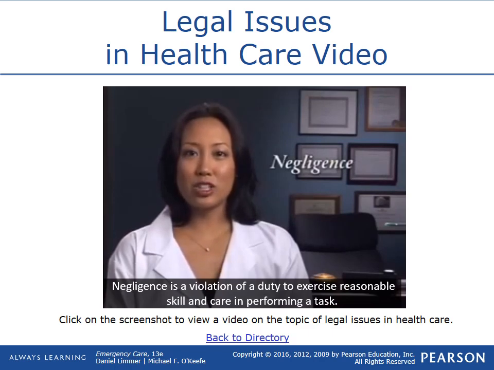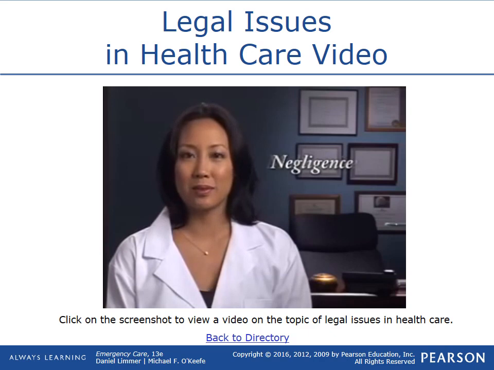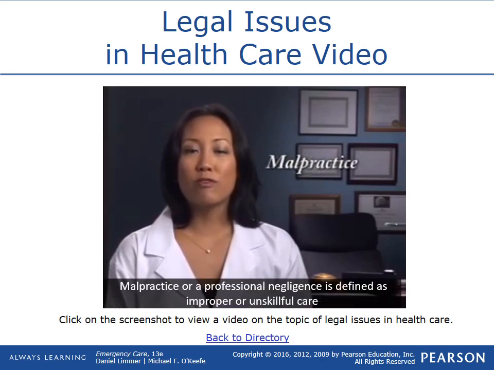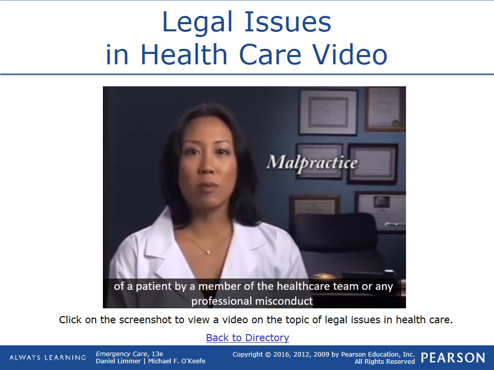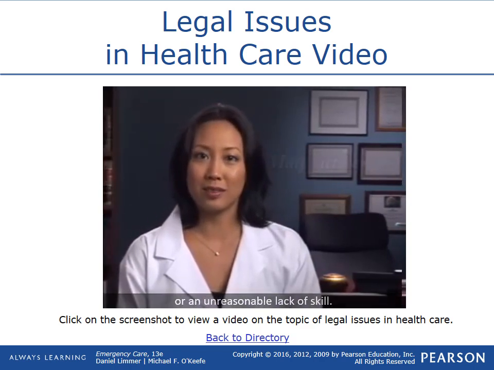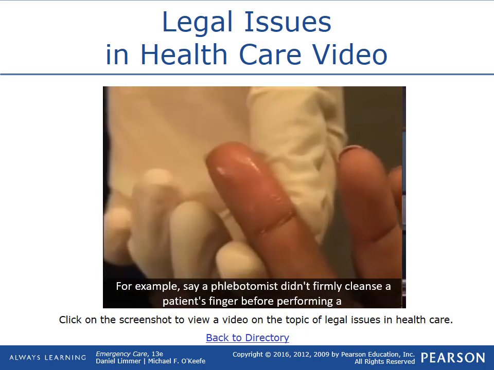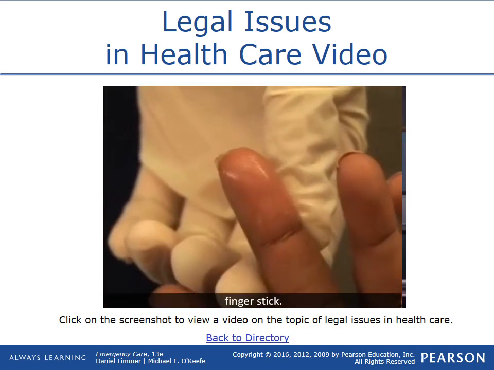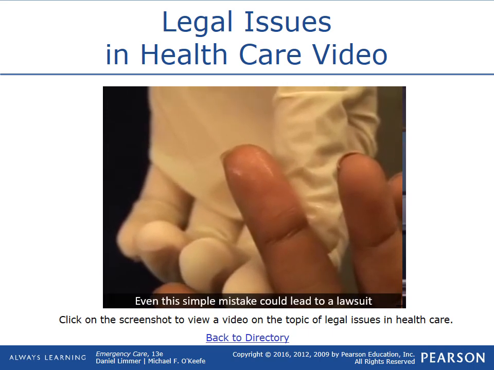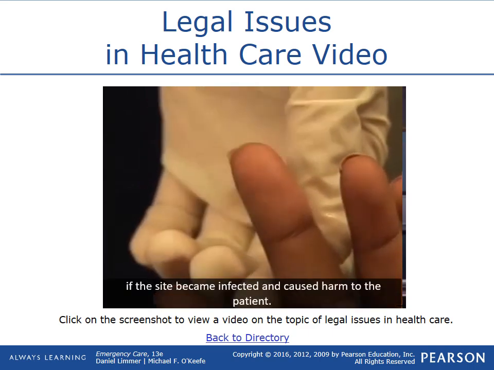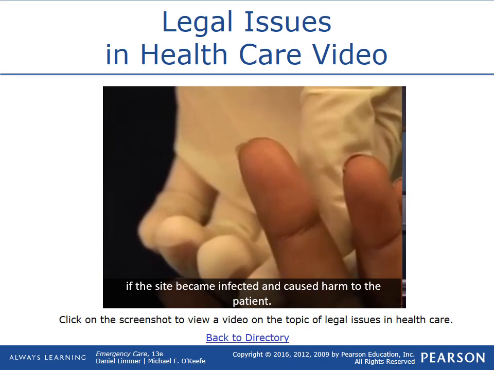Negligence is a violation of a duty to exercise reasonable skill and care in performing a task. Malpractice, or professional negligence, is defined as improper or unskillful care of a patient by a member of the healthcare team or any professional misconduct or an unreasonable lack of skill. For example, say a phlebotomist didn't thoroughly cleanse a patient's finger before performing a finger stick. Even this simple mistake could lead to a lawsuit if the site became infected and caused harm to the patient.